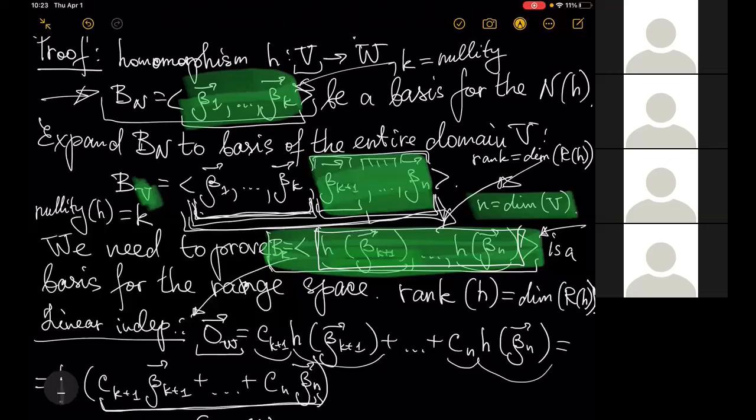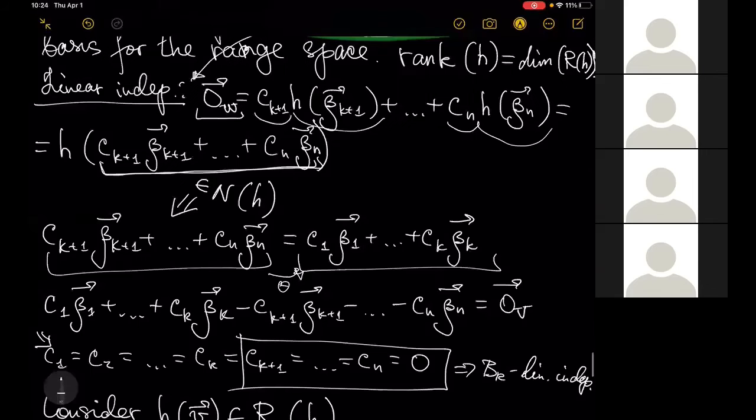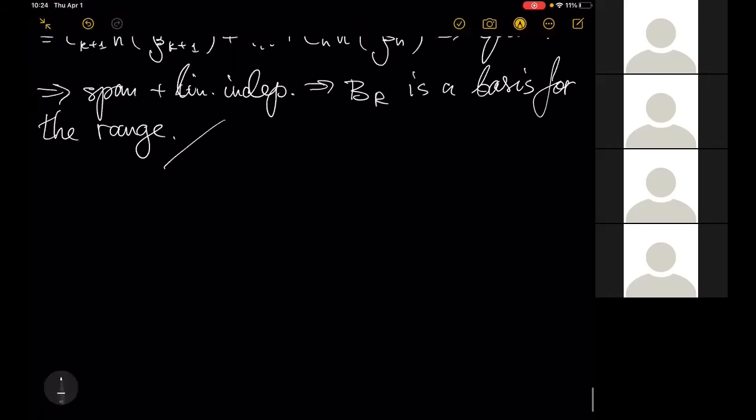Okay, now I get it. So this nullity plus the dimension of the range gives you the total number of vectors in this basis, right? In the basis BV. Okay, perfect. So once again, have a look.